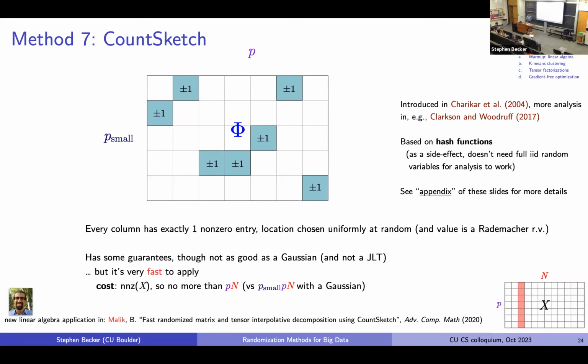Because it's sparse, it's very fast to apply. So I can apply it to a data set very fast. Even better, I can apply it to a sparse data set, and I only look at the non-zero entries in that target data set. If I have a non-zero entry, I look up and figure out where to send that entry in my output. So I can apply this in what I call nnz(X), the number of non-zeros in X. If my target data set X has, say, 50 non-zero entries, I can apply this transform and get my output in order 50 time. So very fast to apply.